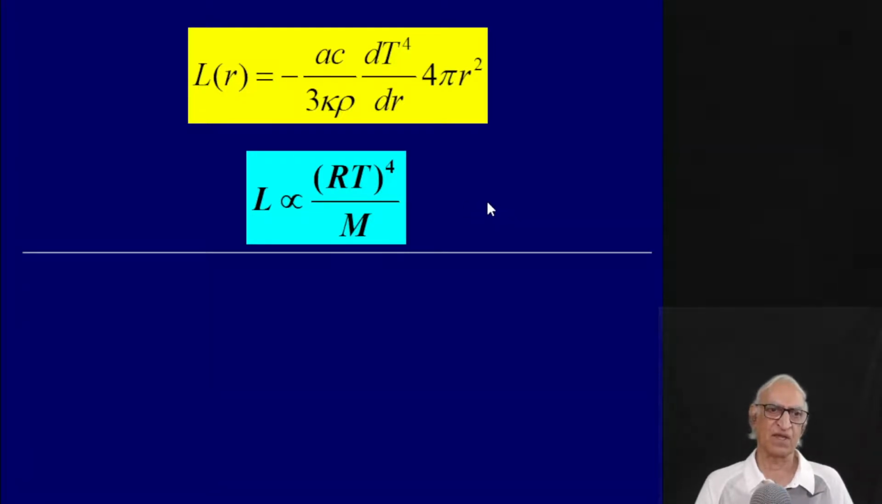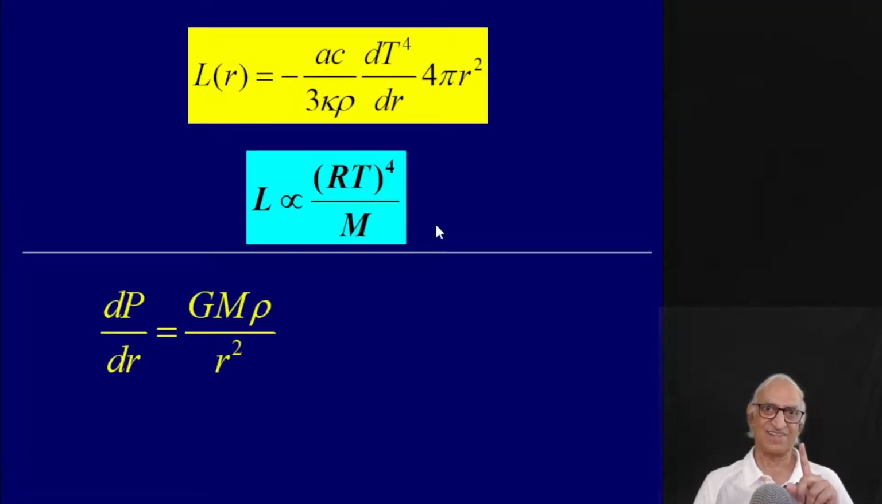Where does it come from? So there is T to the power 4, there is R squared, there is an R. I can write dT to the power 4 by dr as T to the power 4 divided by capital R. This is a capital R. The density rho is mass divided by R cube. So R cube goes in the numerator. R cube into R squared is R to the power 5, divided by R will give me R to the power 4. Therefore, we have this beautiful scaling relation that the luminosity of a star in radiative equilibrium is of the order of R T to the power 4 divided by m.